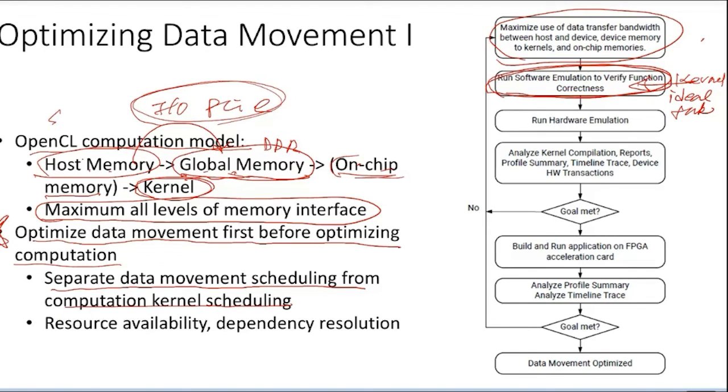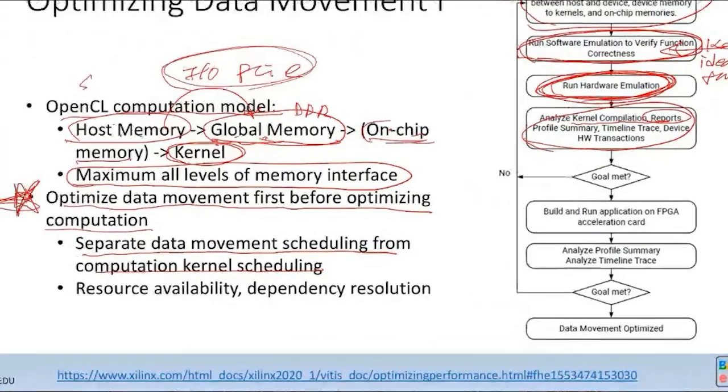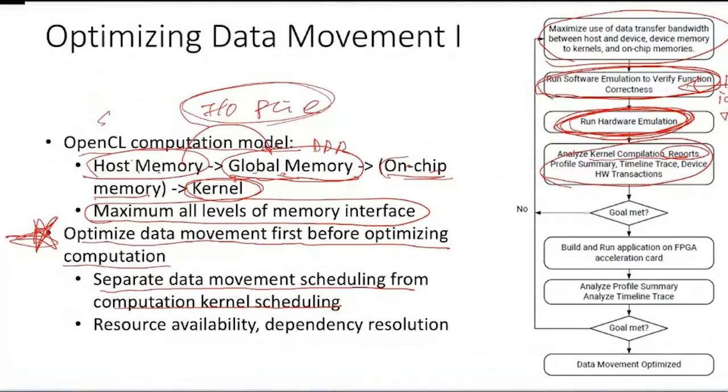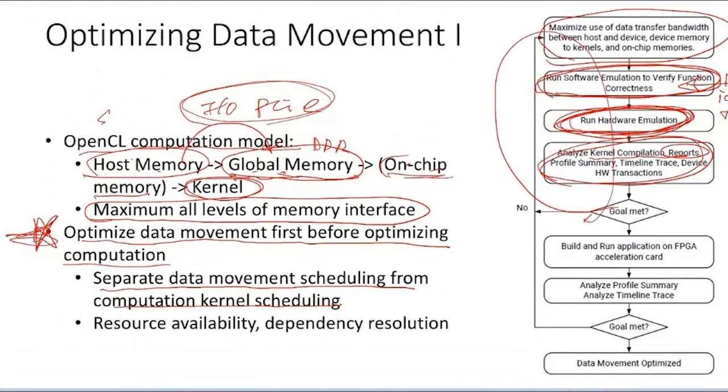Then you run the hardware emulation. In the hardware emulation, you can analyze the report from the kernel compilation and study the report. Look at the profile, timeline, and all the trace. Then you try to optimize it, so you iterate this way. At this stage, you only optimize for the data movement. Then you put the kernel function into the FPGA to do the real hardware running.